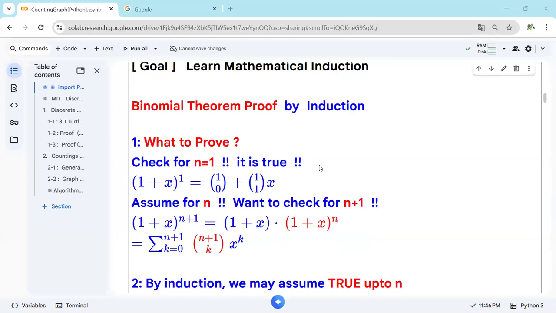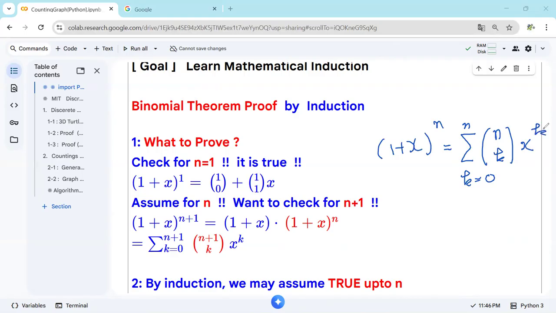We will use mathematical induction, and we want to prove that (1 plus x) to the n is equal to the sum of n choose k, x to the k, where k goes from 0 to n.